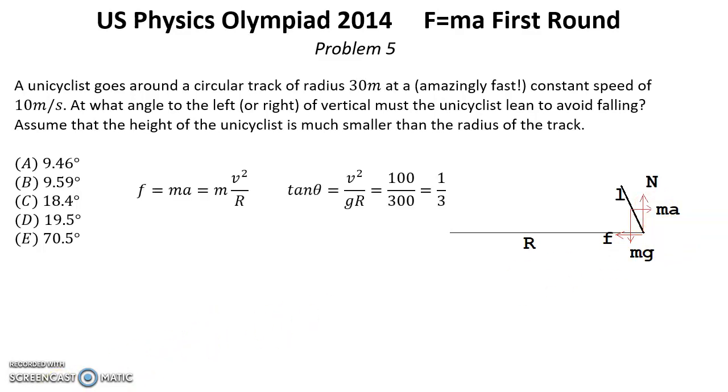Let's write equations. Force of friction F equals ma equals mv squared over r. And finally we have tangent theta, the angle between the vertical and the unicyclist, and that's equal to v squared over gr, which is 1/3. And the correct answer for this angle is C, 18.4 degrees.